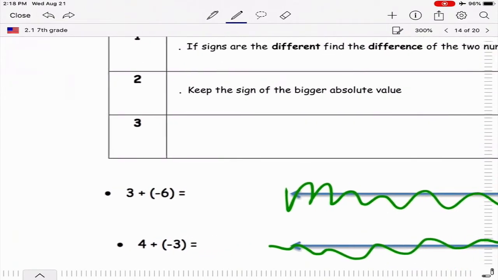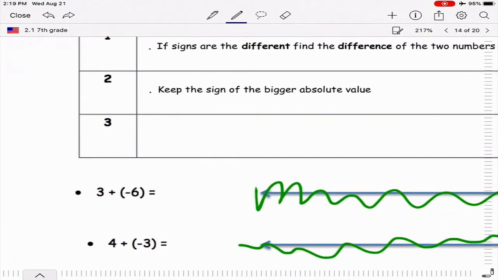So when there's a plus sign in between them, just like before, right? If signs were the same, you find the sum. And then I went over ahead of time, if the signs were different, you find the difference. So in this example here, you have a positive 3 and you have a negative 6. So signs are different. If signs are different, you're going to find the difference. That means you're going to subtract. 6 minus 3 is 3.